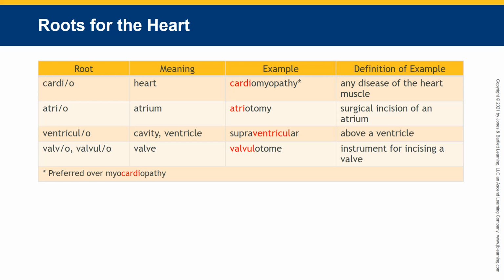So cardi or cardio is referring to the heart. Atri or atrio is referring to the atrium, the upper chambers of the heart, are the atrium. Ventricle or ventriculo are the lower chambers of the heart, and it refers to those cavities.